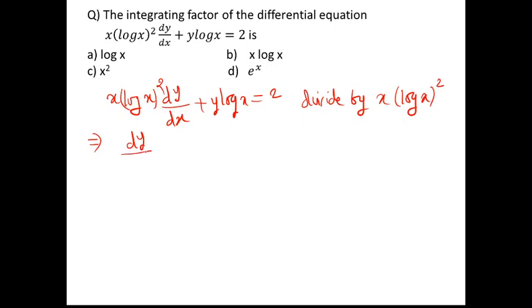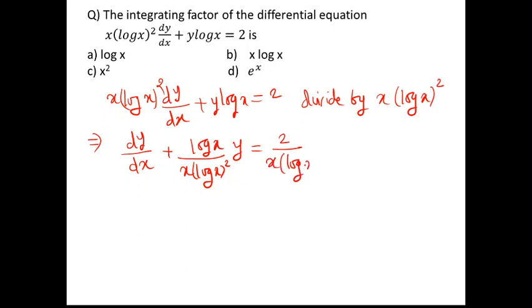So what we will get is dy by dx plus y log x upon x into log x squared is equal to 2 over x log x squared. You can see here one log x will get cancelled, so I am left with only 1 by x log x. So this is my P, and for the integrating factor the formula is e raised to the power integration of P, integrating with respect to x.